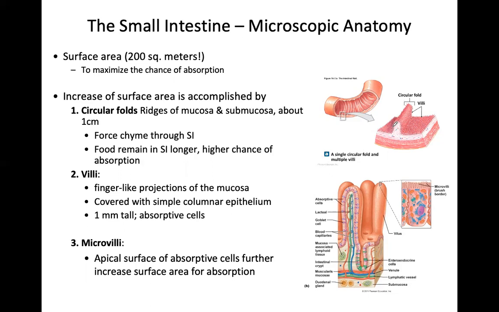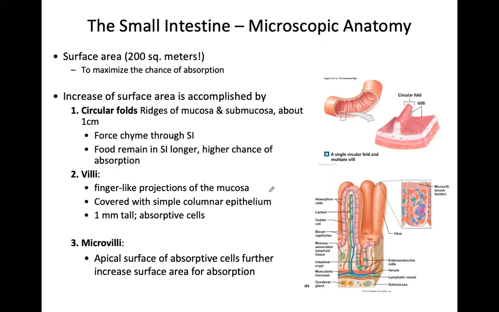Now, if you look at these circular folds that I've depicted, you can see these little finger-like extensions coming off of those, which are zoomed in here. Those are called villi. These are finger-like projections on the mucosa, which is basically the innermost lining of the digestive tract. The cells that make up your villi are simple columnar epithelium.